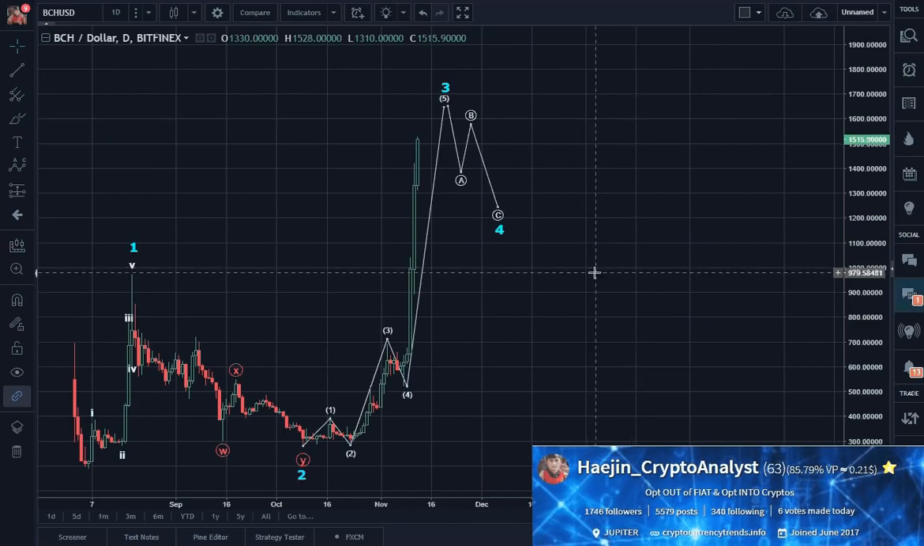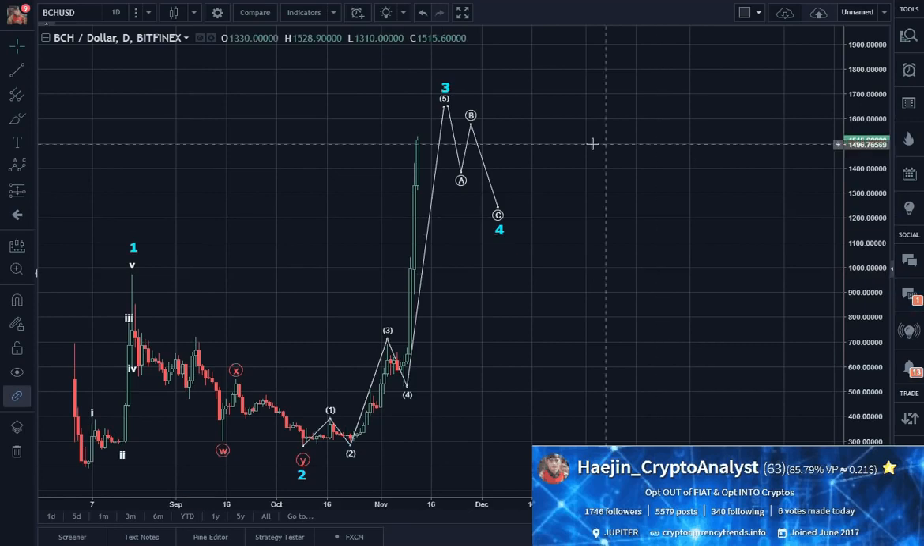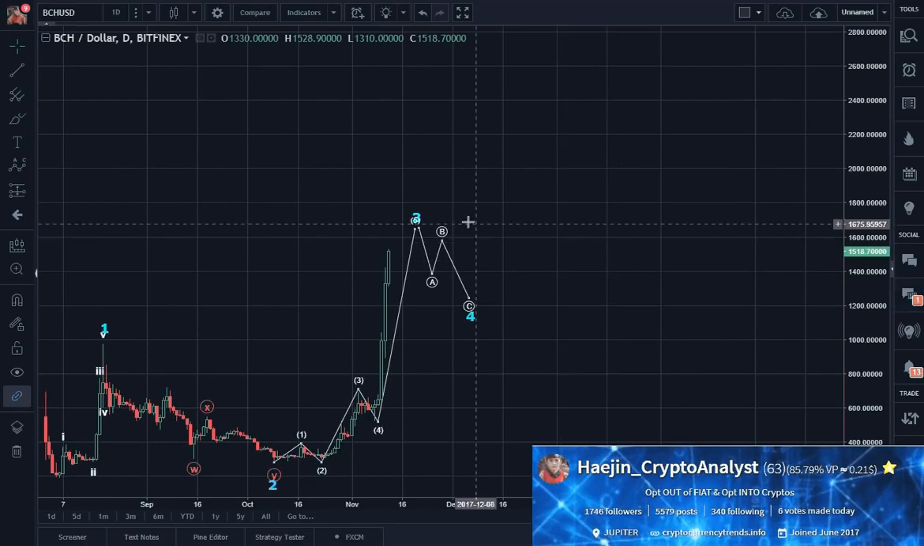And at least from an early wave point of view, if it's to remain as an impulse, which I think it will, it cannot and won't overlap with the peak of wave 1, which is 974. So once we hit around 1680 or so, we're going to see a correction towards maybe 1239. And here's the beauty of this whole thing, people.